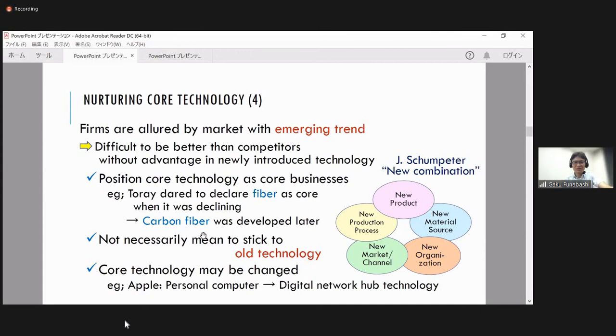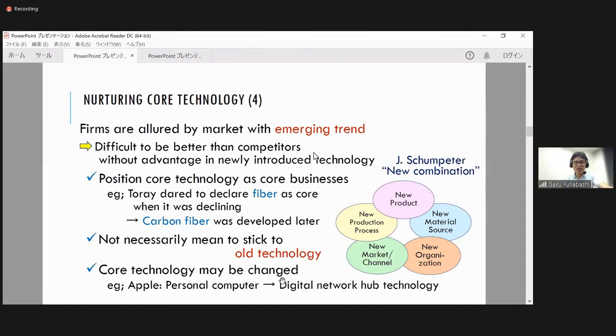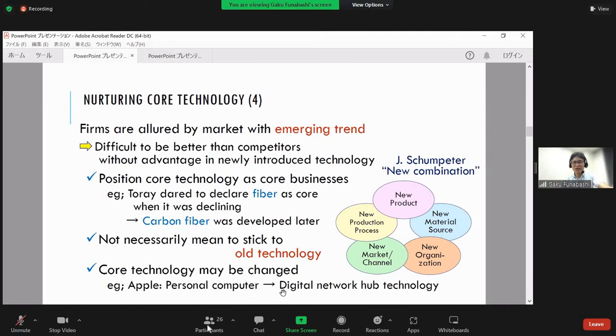But sticking to the core doesn't necessarily mean sticking to the old technologies. Sometimes the core technology may change. In the case of Apple, first they considered their core was the personal computer, but now they changed from personal computer to digital network hub technology. That is the core for them now.